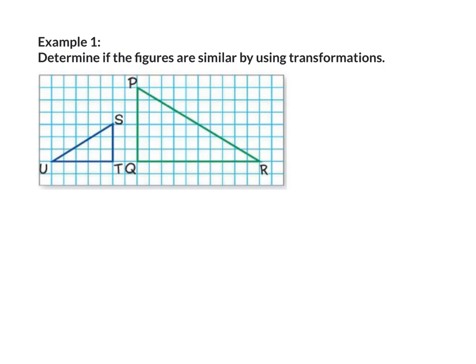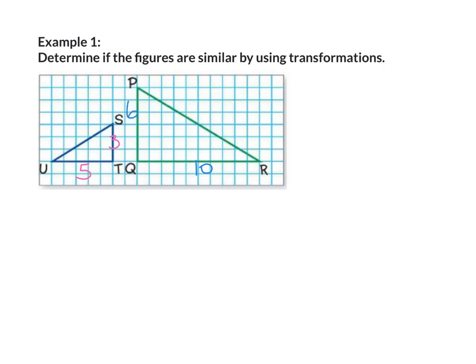Example number 1. Determine if the figures are similar by using transformations. So it looks like the small triangle was reflected and then enlarged to make the big triangle. So what we're going to do is count the base of each triangle. So the small triangle is 1, 2, 3, 4, 5. Now the base of the large triangle is 1, 2, 3, 4, 5, 6, 7, 8, 9, 10. Now let's count the height of the small triangle. That's 1, 2, 3. And then the height of the large triangle is 1, 2, 3, 4, 5, 6.